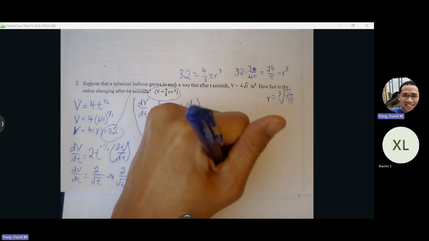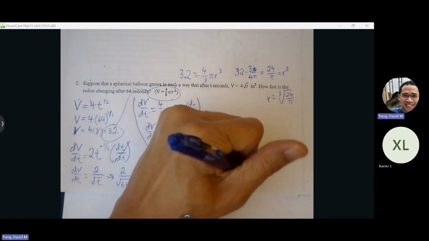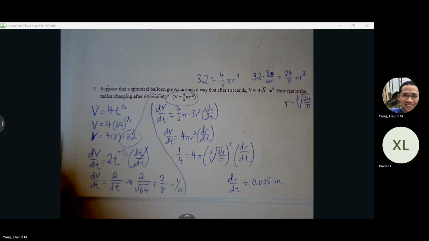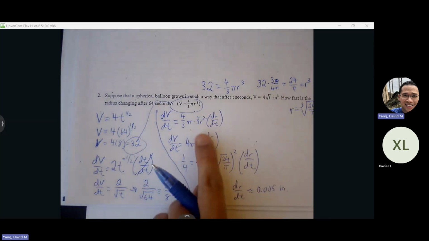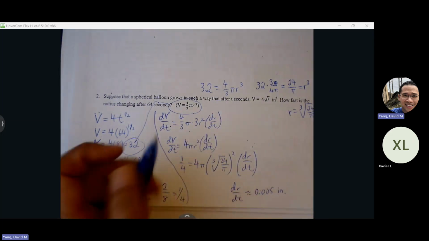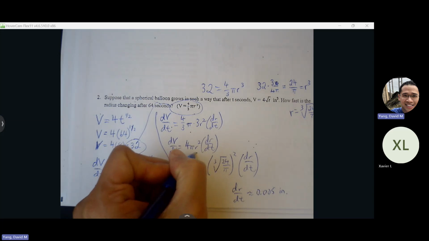So is the only reason you found 32 at the very beginning so you can use it to find the r? Yes, I found this 32 at the beginning so that I can actually find the radius, which is needed in my dV/dt formula.